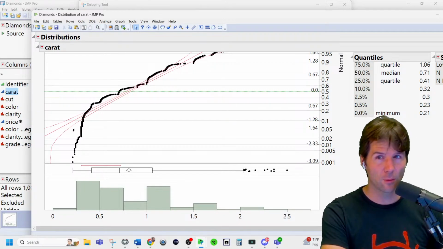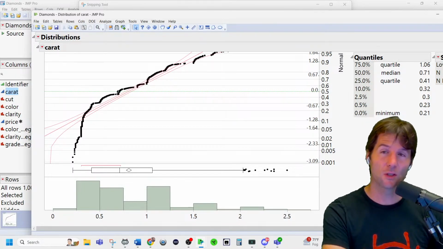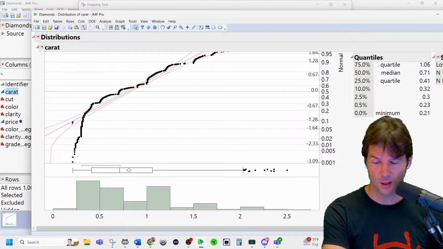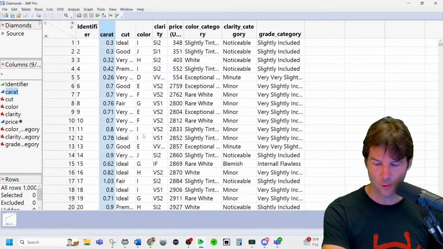And this is how a normal probability plot, which is this thing right here, tells if it's normal: if it follows the red line. The more it follows the red line, the more normal it is.